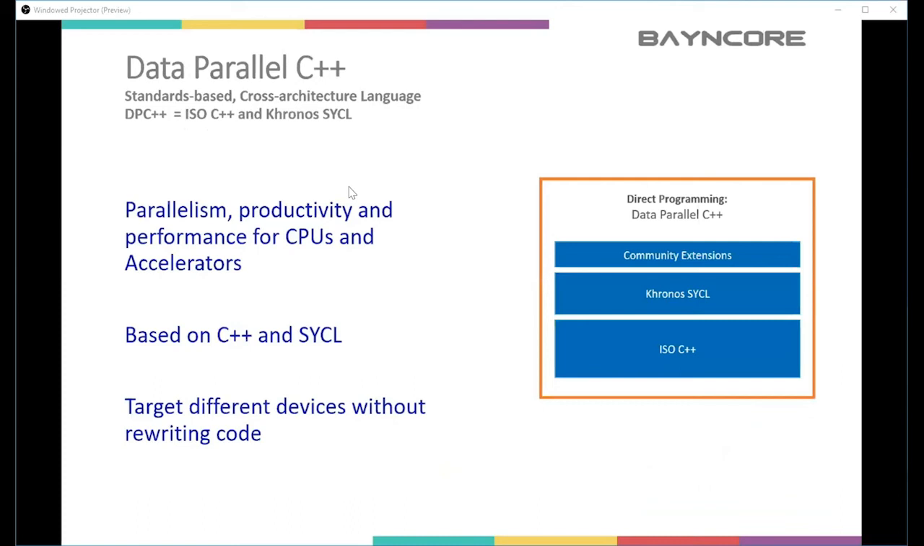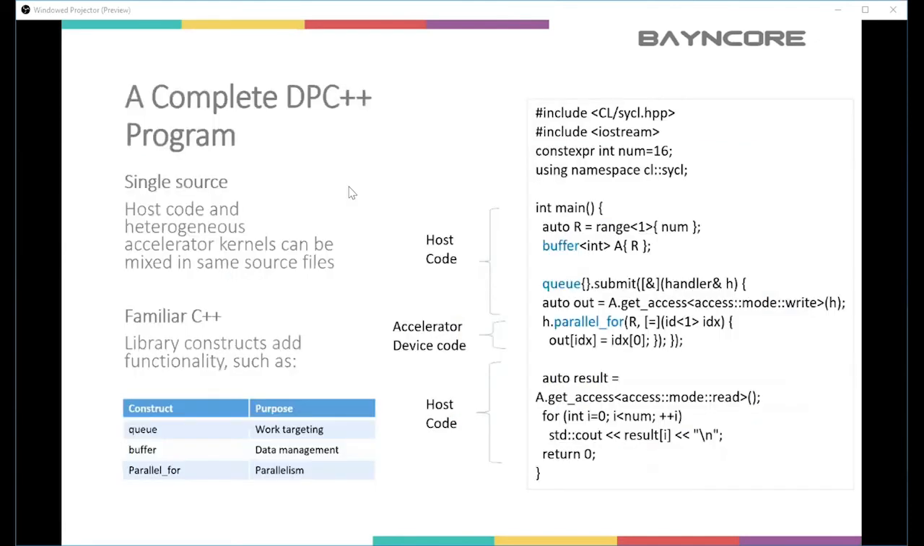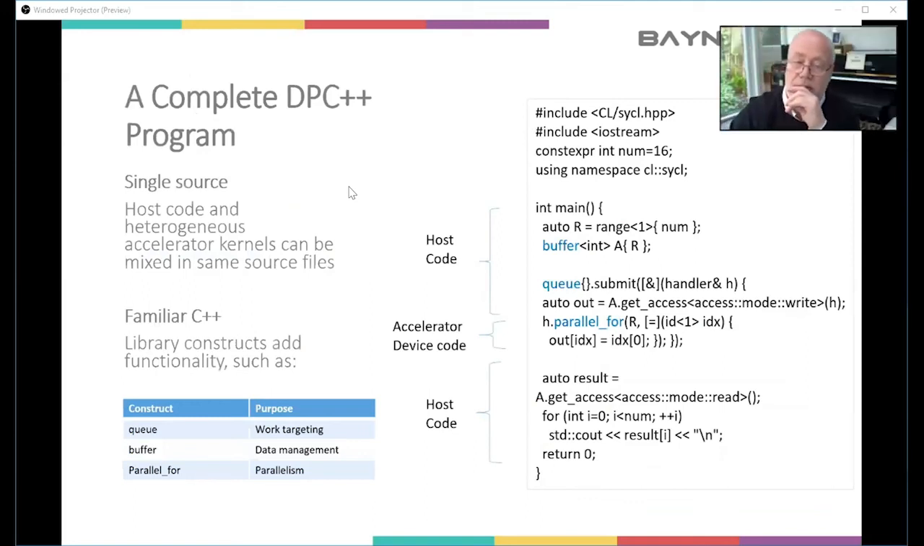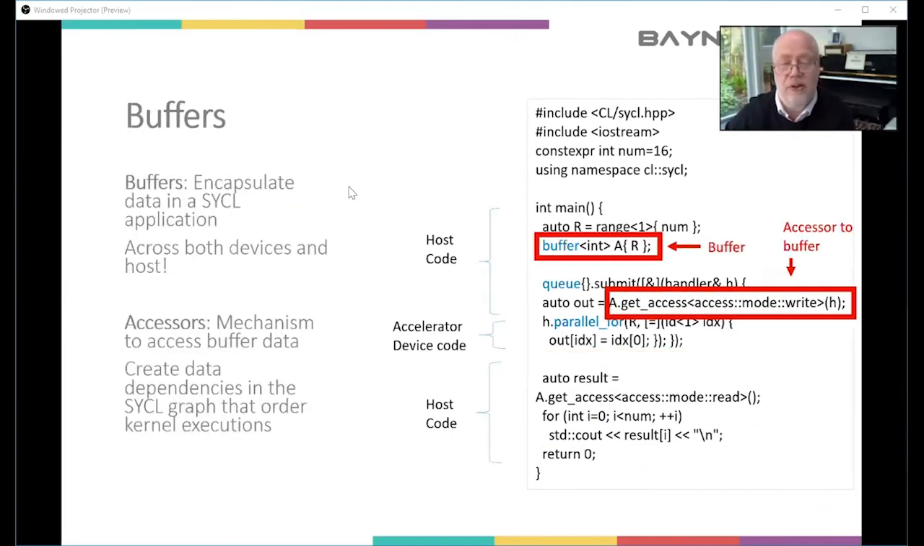And what you see is that the code you eventually use can exist all in the same file. Here's an example of a piece of code. So let's just go back one. We have host code and then accelerator code and then host code again. The accelerator code was the code that was in the Lambda function I showed you in the other code. So here's the example of the Lambda function.